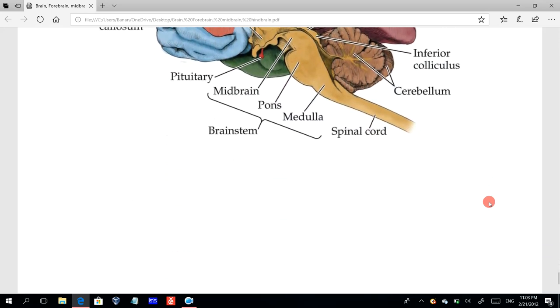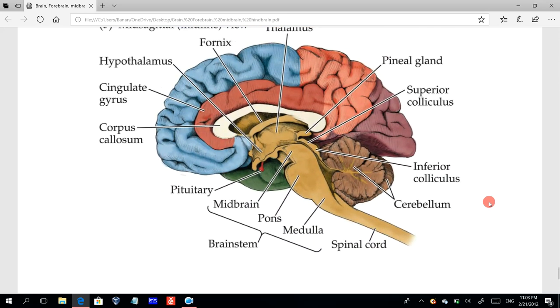And here, lastly, this picture shows you the medulla oblongata. Above it, we have the pons, and below it, we have the spinal cord. And of course, the fourth ventricle is between the medulla oblongata and the pons anteriorly and the cerebellum posteriorly. And this is the cerebral aqueduct that connects the third ventricle between the two thalami and the fourth ventricle.